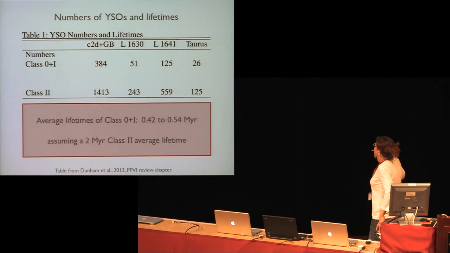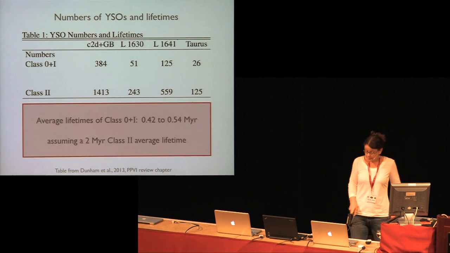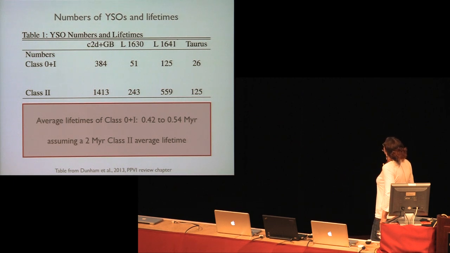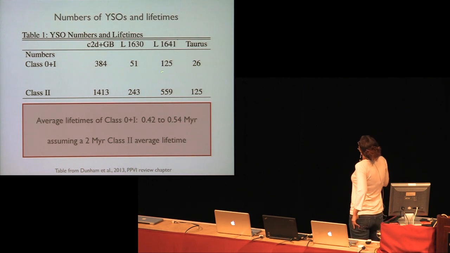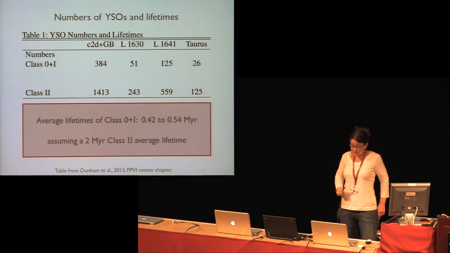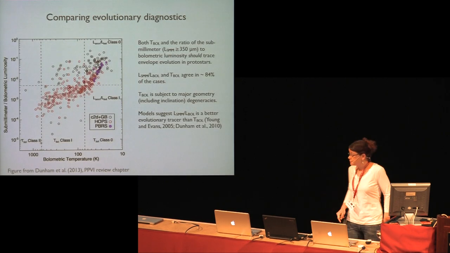So now that we've identified and classified various sources, in our chapter we present lifetimes in the various regions. All the lifetimes are consistent. The center two columns here represent Orion. We've excluded a couple regions with some incompleteness. And the lifetimes are basically consistent within their systematic error from region to region.